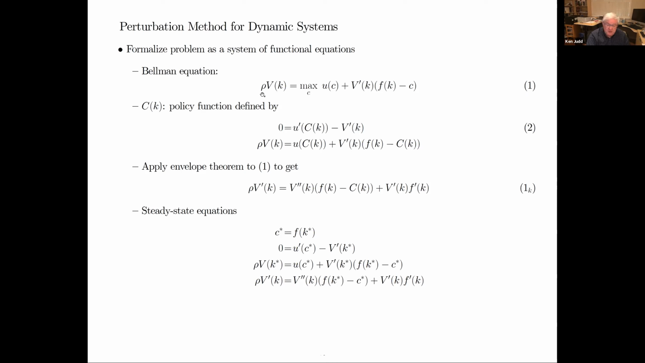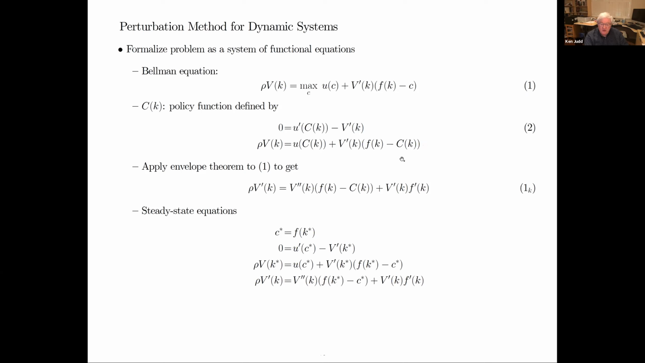Now, why do I know it's continuous time? Because it's rho v of k. This is really partial v with respect to time, but it's an autonomous problem, so it's rho v equals max of u of c plus v prime times savings. Now, the policy function is defined by this first order condition. So the true policy function has to satisfy the first order condition, plus when you plug that into the Bellman equation, it should satisfy the Bellman equation.